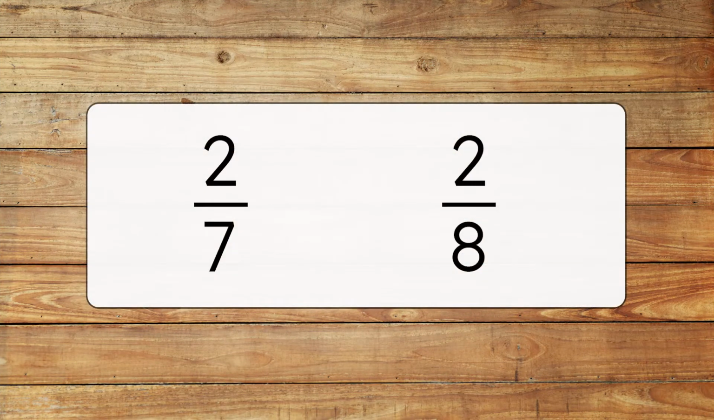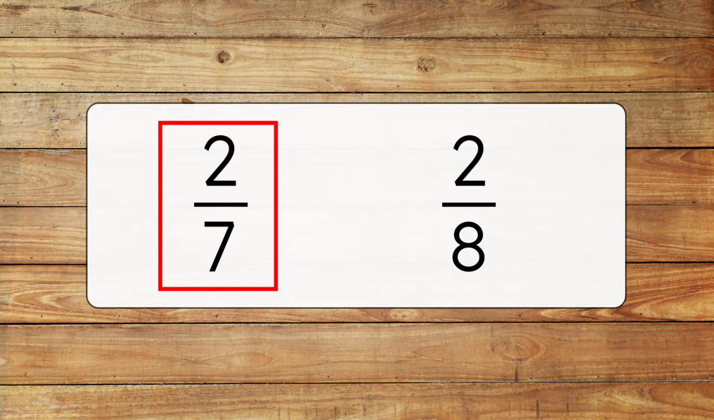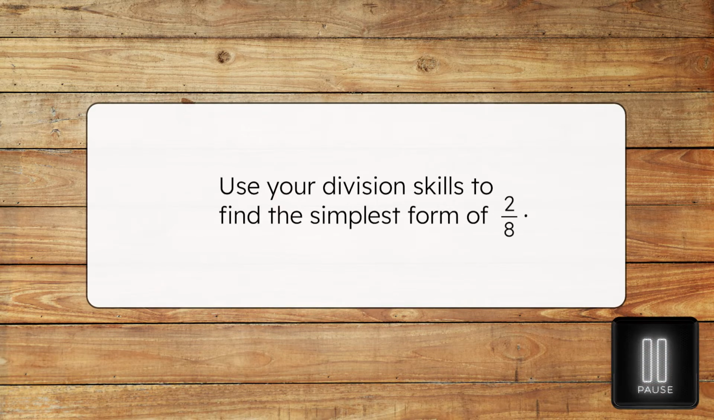Check out these two fractions. We have 2/7 and 2/8. One of these fractions is already in its simplest form, but which is it? Since 2 and 7 aren't divisible by any of the same numbers except 1, 2/7 is already in its simplest form. Pause here to use your division skills to find the simplest form of 2/8 in your guided notes.